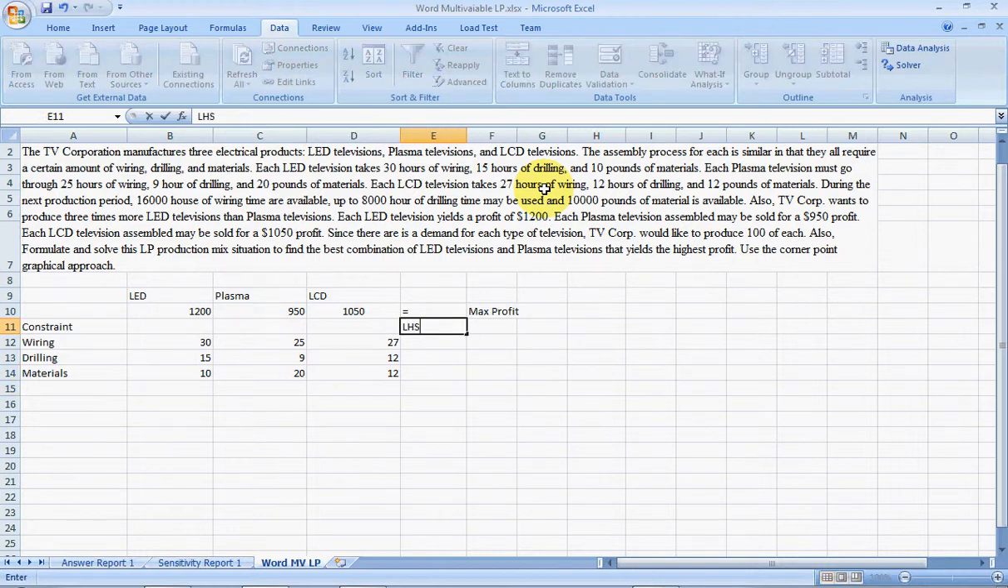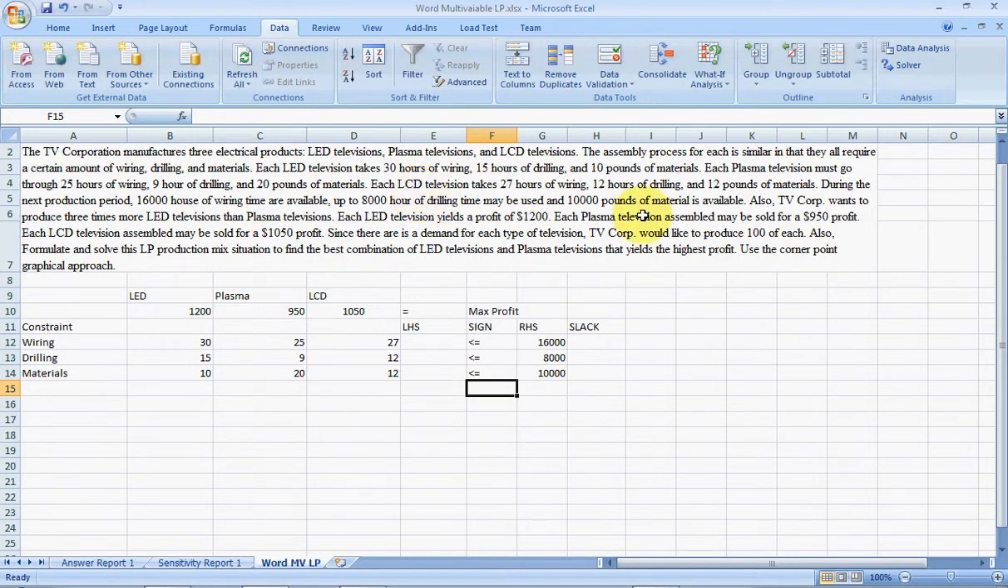So if we do out our left hand side, sign, right hand side, and slack, now we need to figure out the sign associated with each constraint. During the next production period, there are 16,000 hours of wiring, 8,000 hours of drilling, and 10,000 pounds of materials. Those are all available, so it's going to be less than or equal to for all of them.